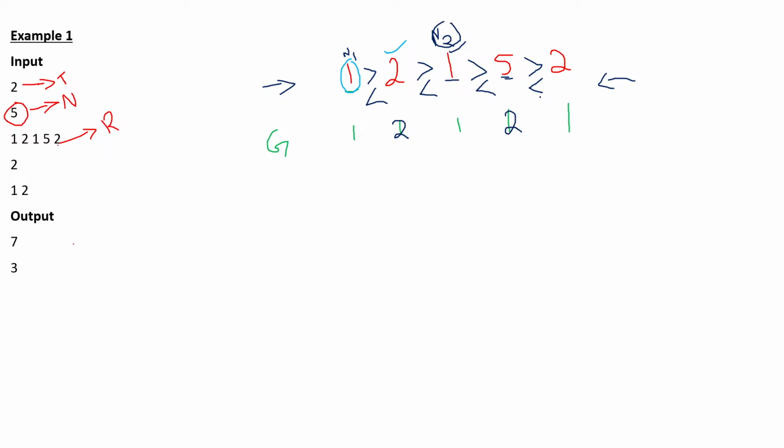Now check with all the employees. We have cross verified all the employees' ranks with their neighbors, right? So let's count the gift. 1 plus 2 is 3, plus 1 is 4, plus 2 is 6, and last one plus 1 is 7. That means how many minimum number of gifts we needed? We need 7 as the minimum number of gifts to distribute to these employees. Clear about this one? Please let me know in the chat box.